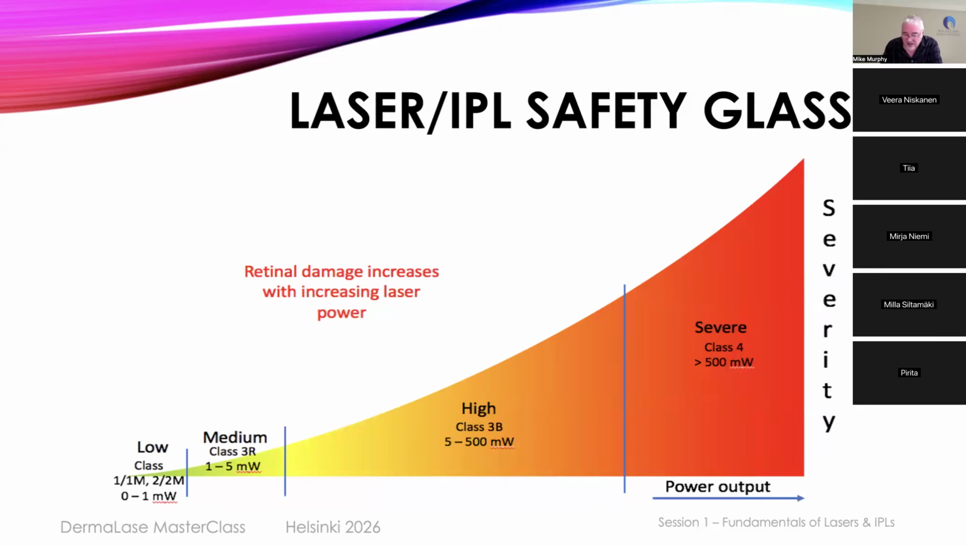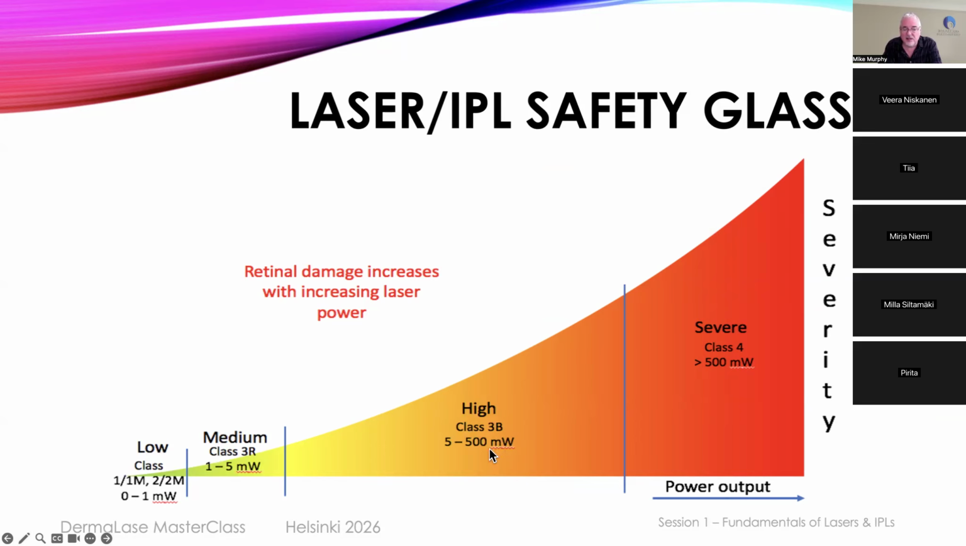The laser class system tells us which classes to use. If you get class 1, 1M, or 2 or 2M lasers, these are kind of little laser pointers. These are very safe. These only go up to 1 milliwatt, and you don't need safety glasses for any of these. Once you get to class 3R, you're talking 1 to 5 milliwatts. Now it's becoming a little more dangerous, especially at 5 milliwatts. That could cause some damage.